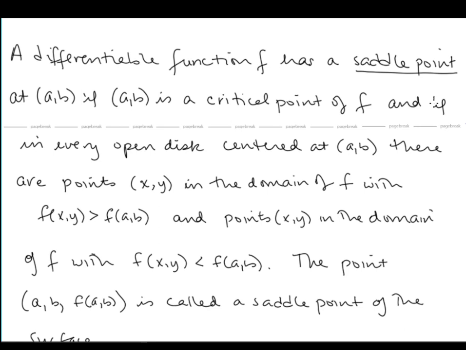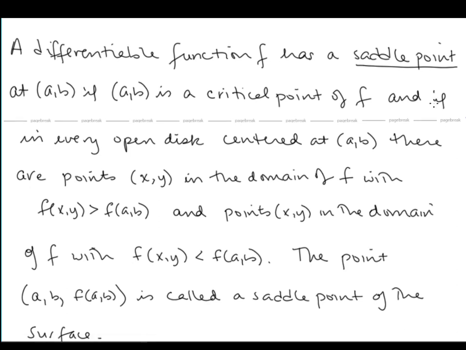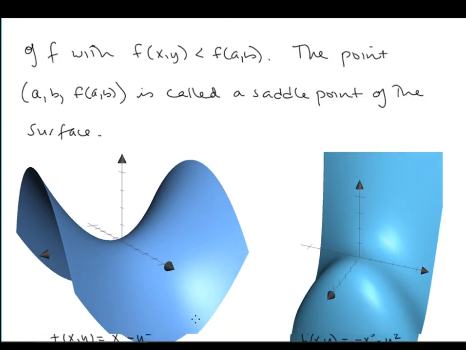Now we've seen the idea of saddle surfaces, and let's talk about those types of points. A differentiable function f has a saddle point at (a, b) if (a, b) is a critical point of f, and if in every open disk centered at (a, b) there are points (x, y) in the domain of f with f(x, y) greater than f(a, b), and points (x, y) in the domain of f with f(x, y) less than f(a, b). The point (a, b, f(a, b)) is called a saddle point of the surface.